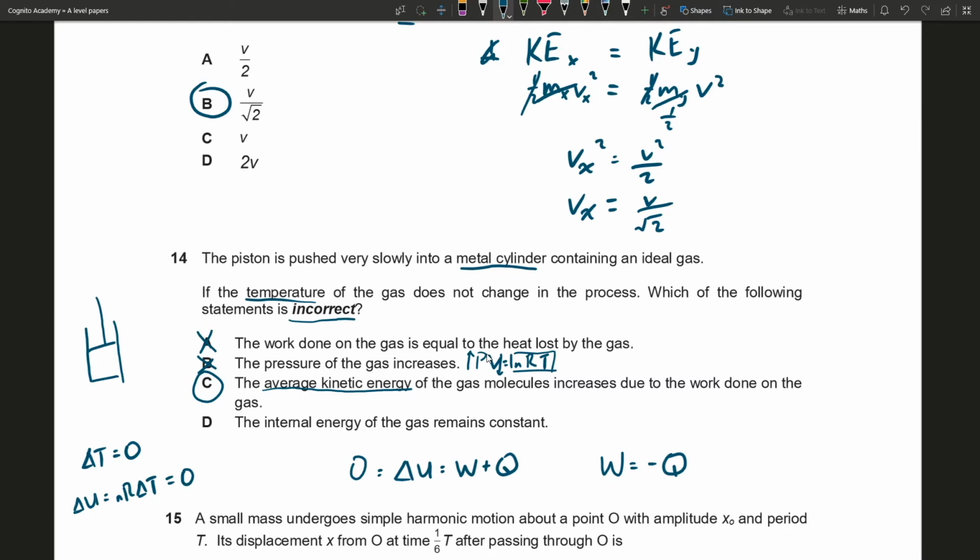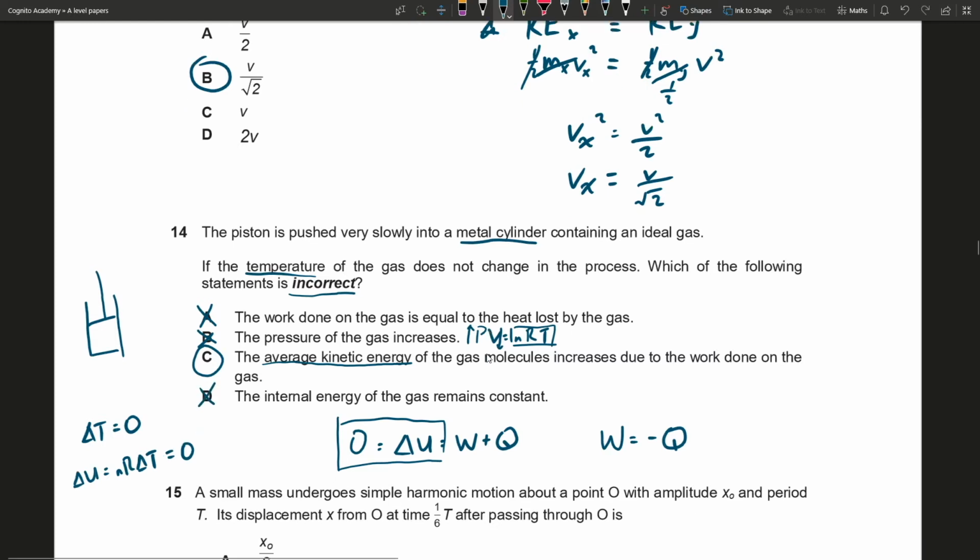Let's look at D. The internal energy of the gas remains constant, as we showed before. Note the change in internal energy is 0, so there is no change in the internal energy. The internal energy remains constant. They are the same thing. D is correct, so D is not our answer. So for 14, our answer is C.